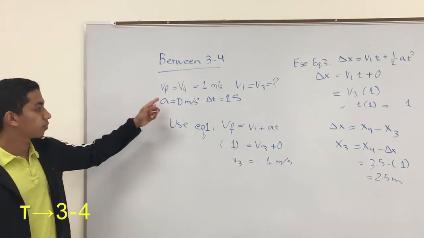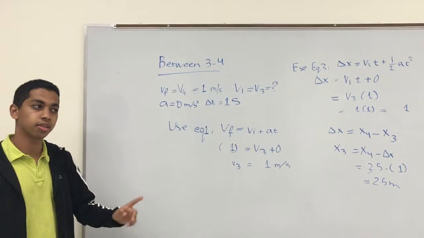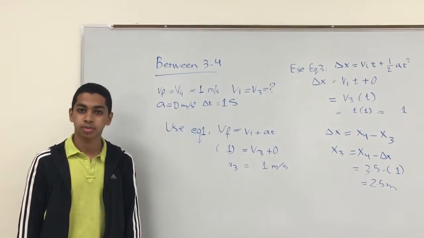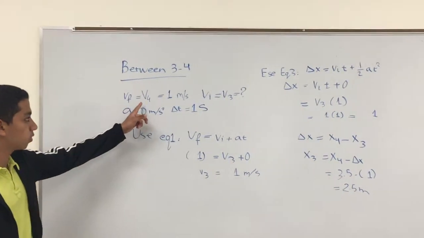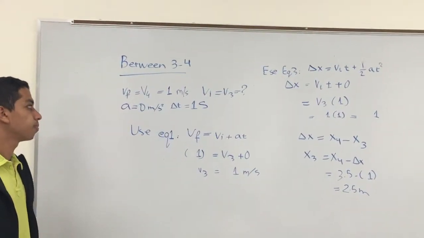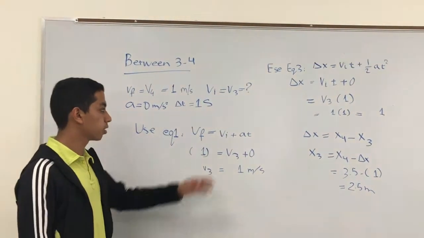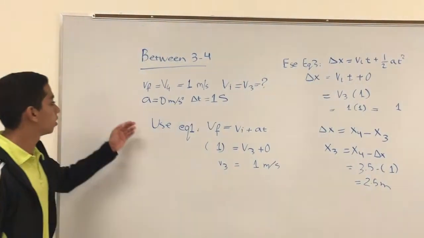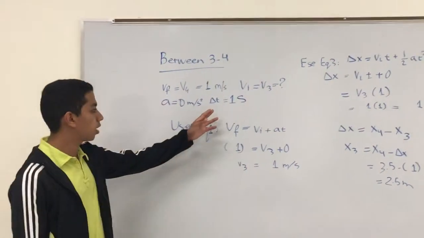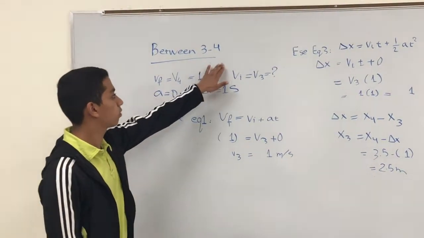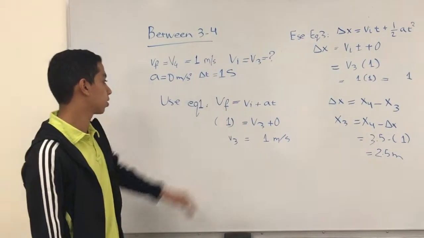So our final velocity here equals our initial velocity in the previous period, which was between 4 and 5. So the final velocity equals V4, which is 1 meter per second, and the V initial is the one that we are looking for, which is V3. The acceleration here equals 0, and the time period is, we subtract 4 and 3, and we get 1 second.